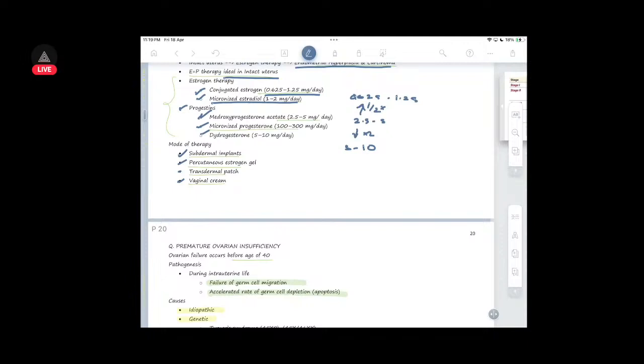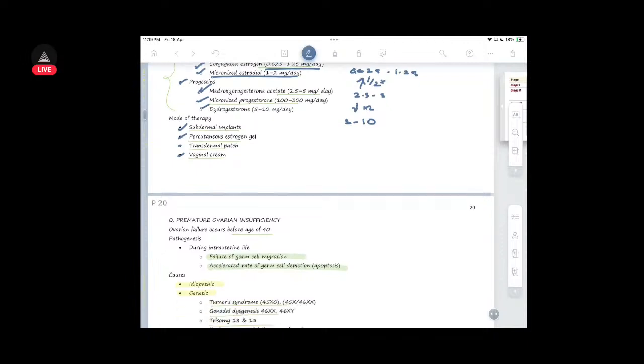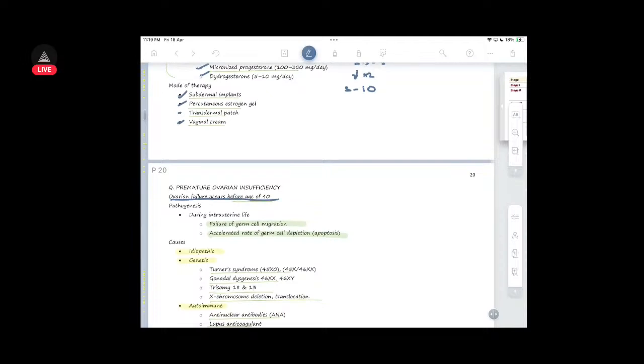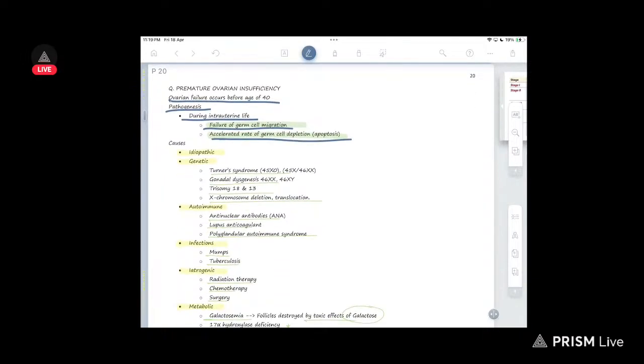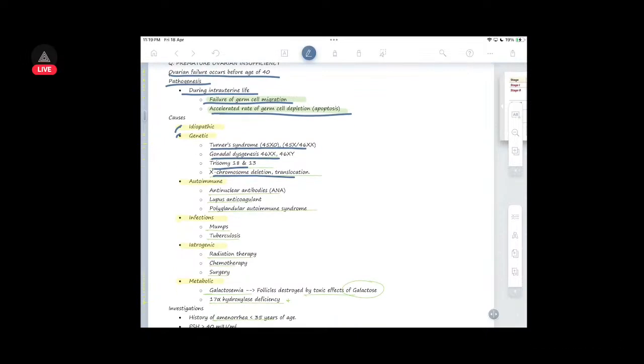Okay, so premature ovarian insufficiency, which is ovarian failure, occurs before the age of 40, caused due to failure of germ cell maturation in intrauterine life, and accelerated rate of germ cell depletion, which is apoptosis. This is premature ovarian insufficiency. Its causes can be idiopathic, it can be genetic: Turner syndrome, gonadal dysgenesis, trisomy, and X chromosome deletion and translocation.